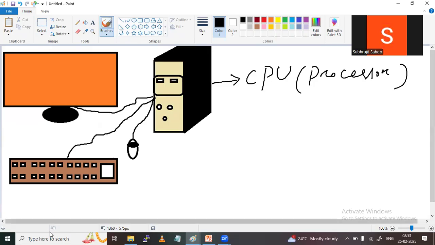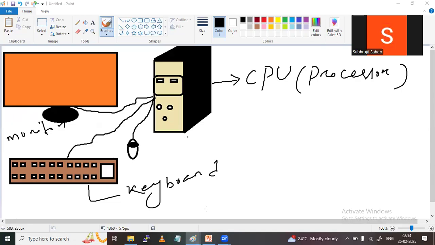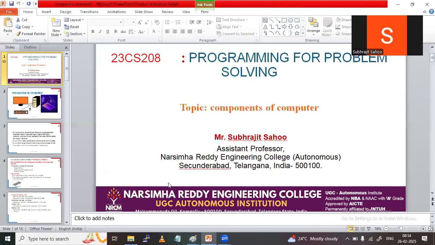This one is the keyboard, and this one is the monitor. These are the three major components of any computer system. But if we talk about laptops, there are no separate three units. In a single unit you can get everything.